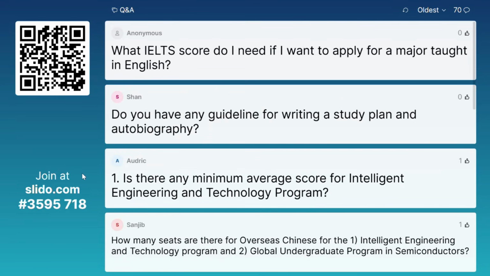Okay, what is the IELTS score I need if I'm applying for a major taught in English? So this information can be found on our website. I think the minimum is CEFR B2 level, which is IELTS 5.5 at minimum.